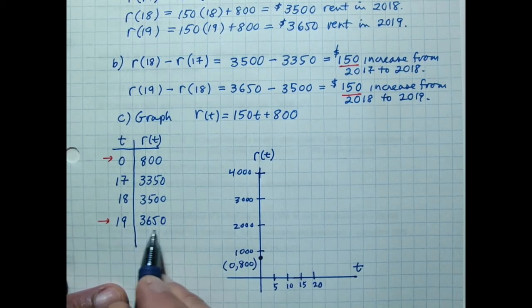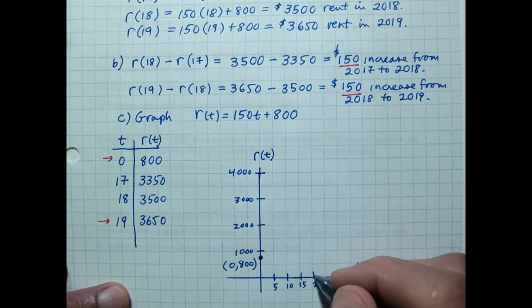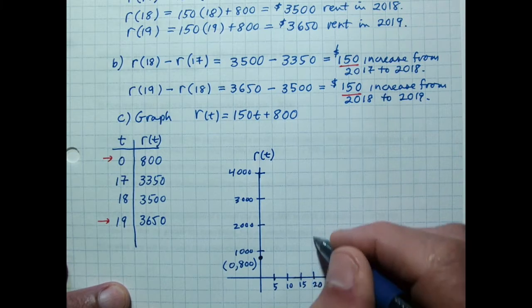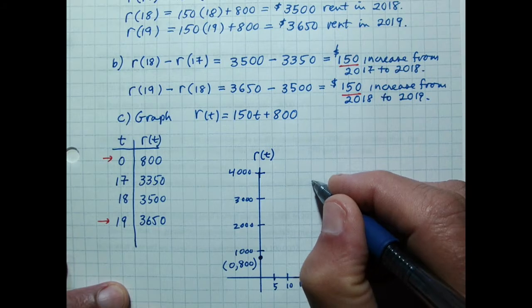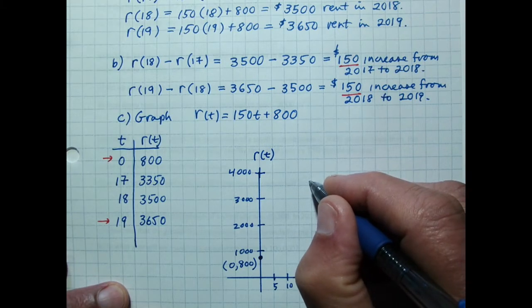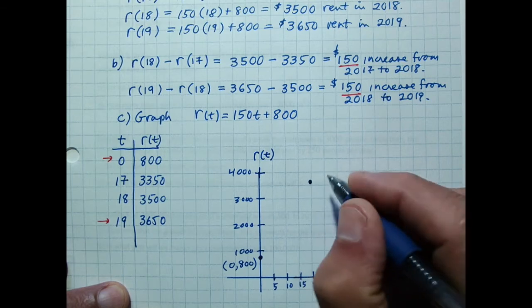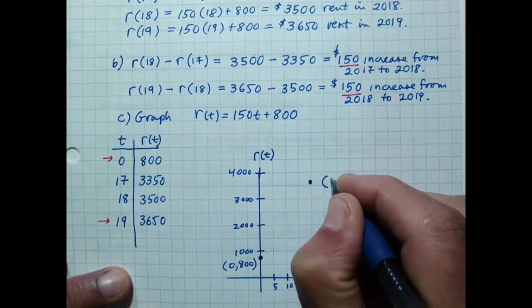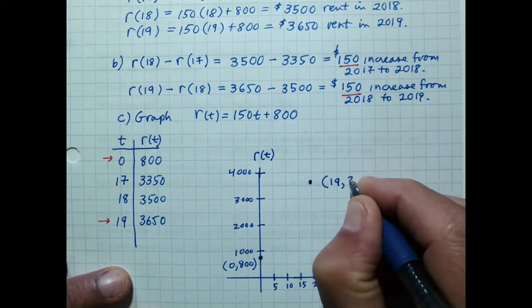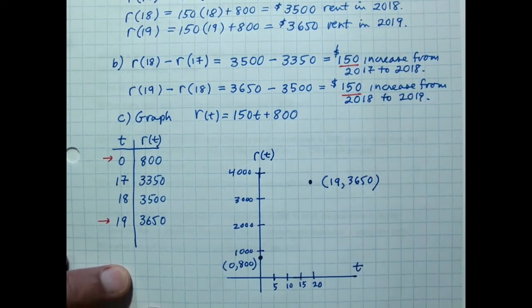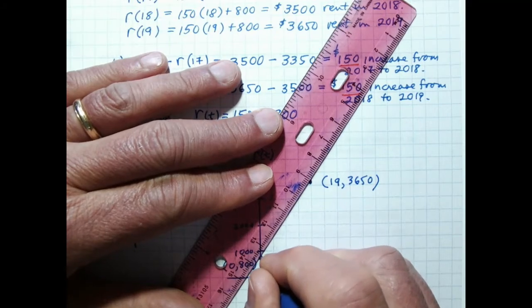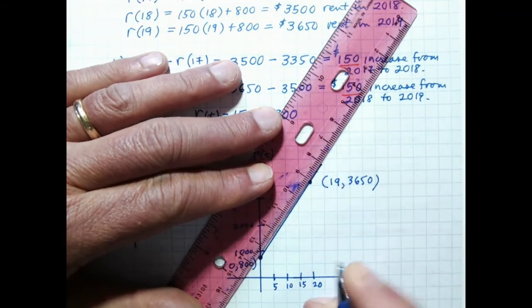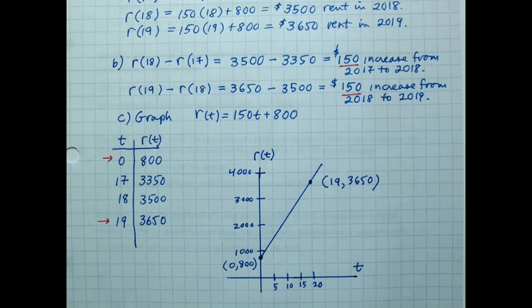And then I just want to approximate the location of (19, 3650). It's close to 20. This is 3,500, so 3,650 is a little above that, right? And I want to back up a little bit because I don't want to be right on that 20. And then you just label it, so you tell everybody that's the point (19, 3,650). Those are the only 2 I need to plot. I can just connect them up with a line, and there's my graph of the function.